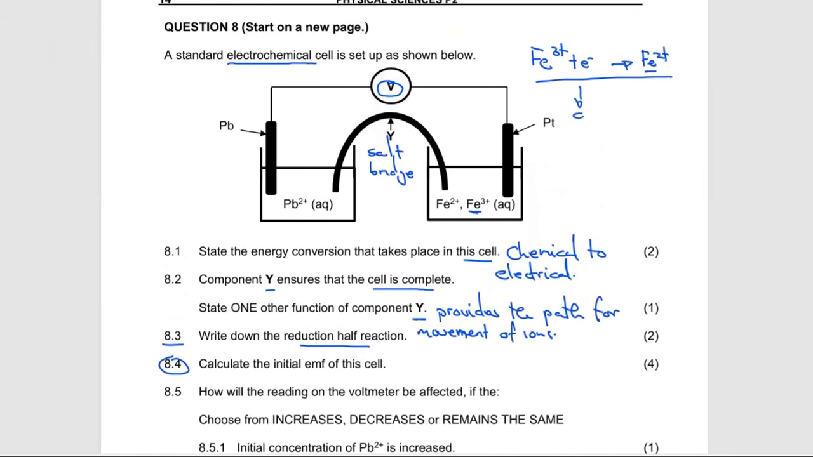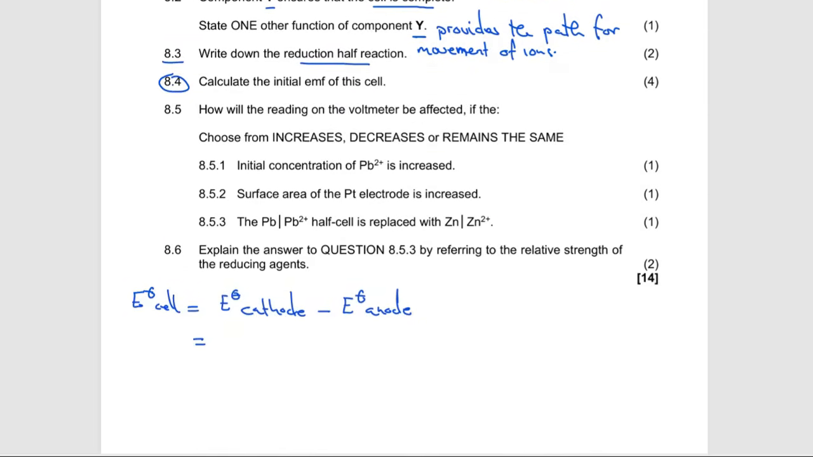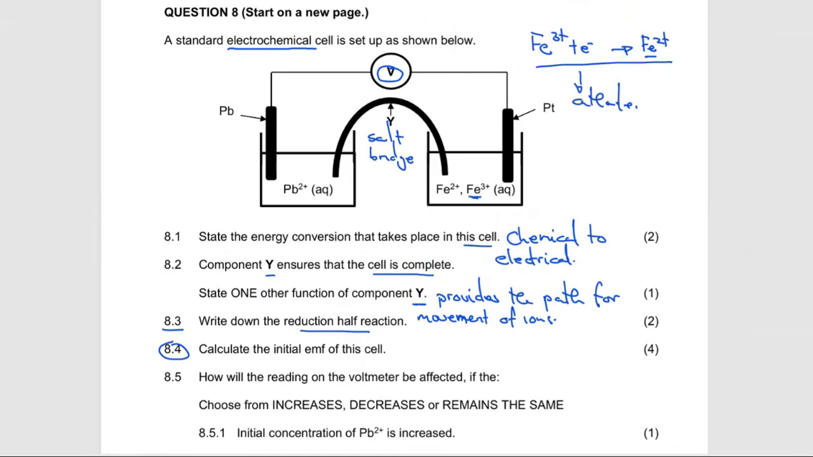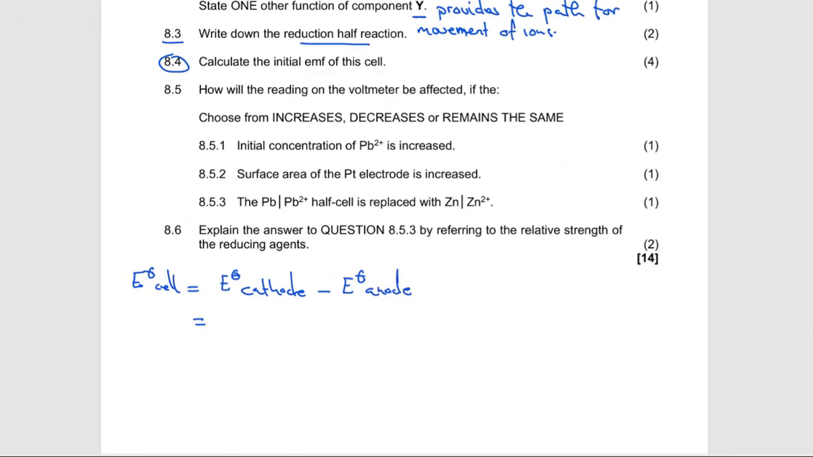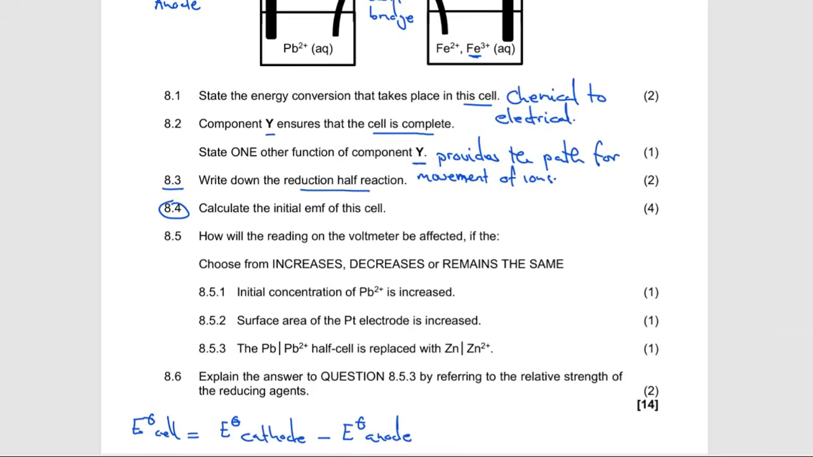So reduction happens where? At the cathode. So this is going to be our cathode, and this other one is going to be our anode. This side there, we're going to have our cathode. Therefore, to proceed, your E theta cell is our cathode. We got that value for iron, Fe, a positive 0.77. So I'm going to say 0.77 minus there. Therefore, we're subtracting our Pb there.